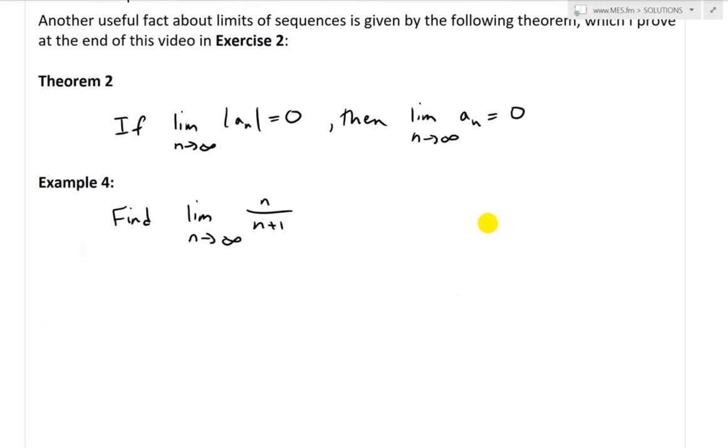Example 4 states: find the limit of n over n plus 1 as n approaches infinity, and this is the one that we've been dealing with quite a bit earlier above. So what we'll notice first is, now that we know the limit definitions, we can solve this. If we plug infinity, or a large number, inside this, we're going to get infinity over infinity, and this is not defined.